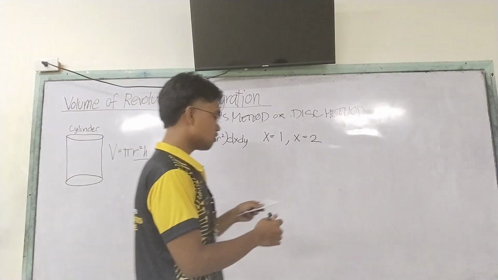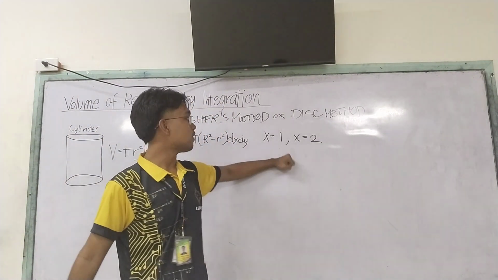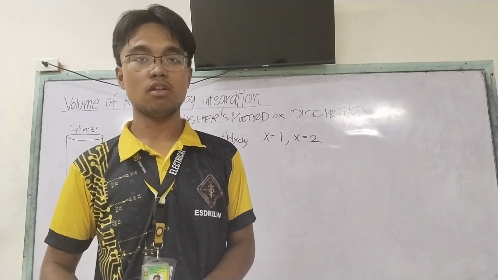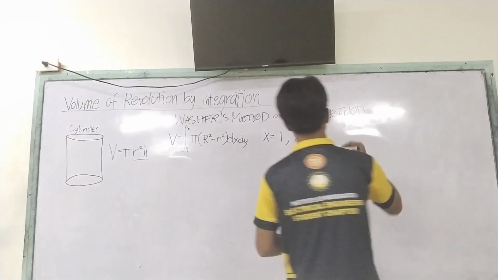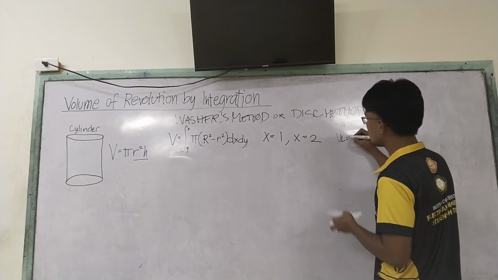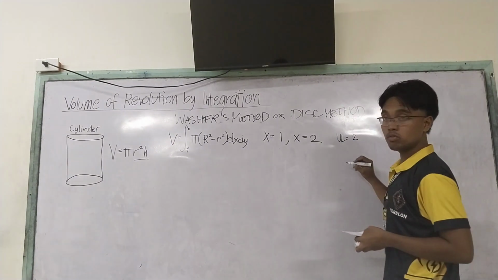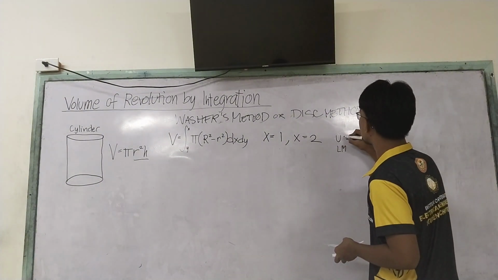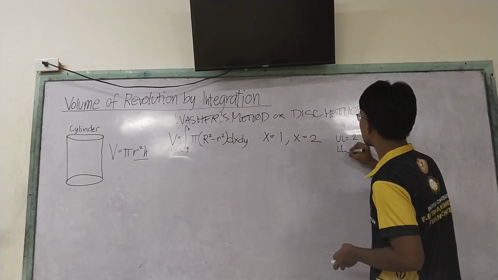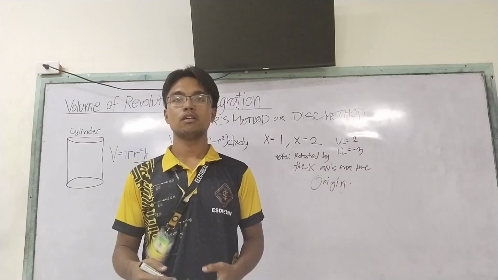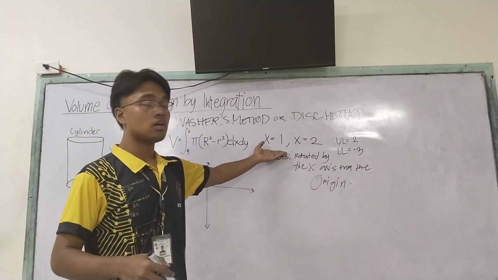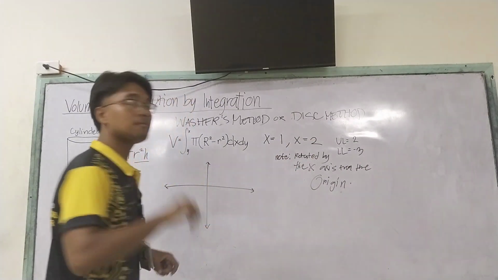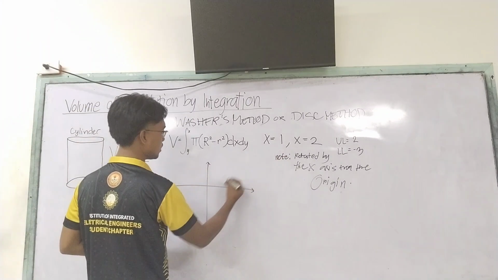So, if you were given two radii, x equals 1 and x equals 2, and an upper and lower limit still in y, with an upper limit of 2 and a lower limit of negative 3, we already have the given radii of x equals 1 and x equals 2. So we can plug them in.